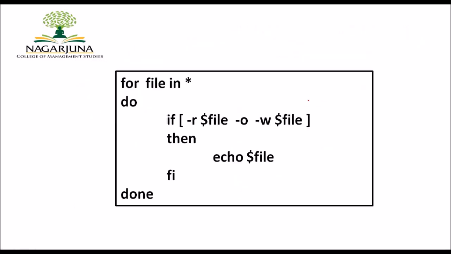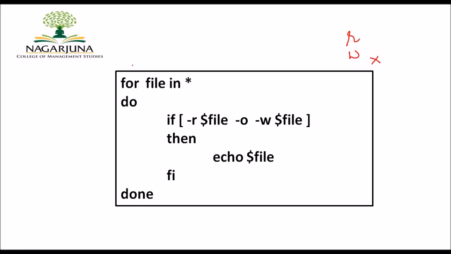So now we have another example to check what type of permission is being given to your file. We know that we have three different types of permissions, or operations, that we can perform on the file. One is the read operation, the second is the write operation, and the third is the execute operation. So we need to check whether the file has the permission to perform a read operation or a write operation.